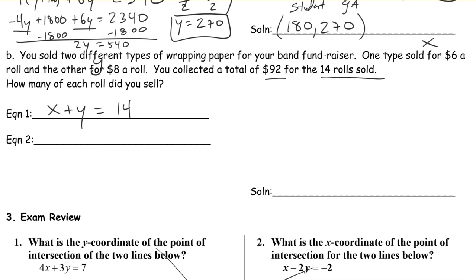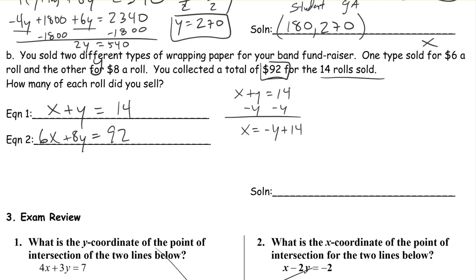And then the other part of it is we sold the x amount for $6, so that's 6x, and the y for $8, so plus 8y, and what did we total sell was $92 worth. So the same thing, let's solve this for either one, x or y. Let's solve it for x. So x plus y equals 14, so subtract y, x equals negative y plus 14. We're going to substitute this in for x. So 6 times negative y plus 14 plus 8y equals 92.